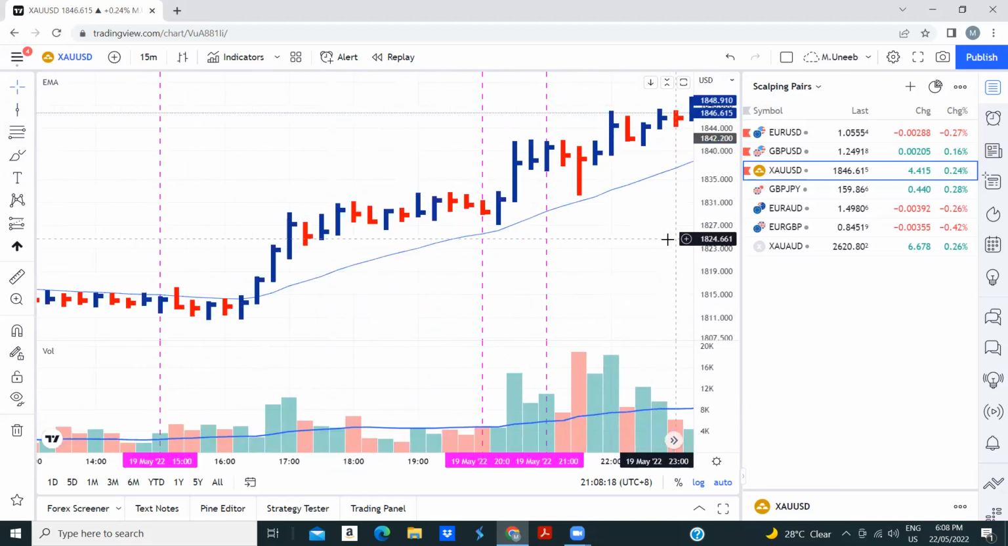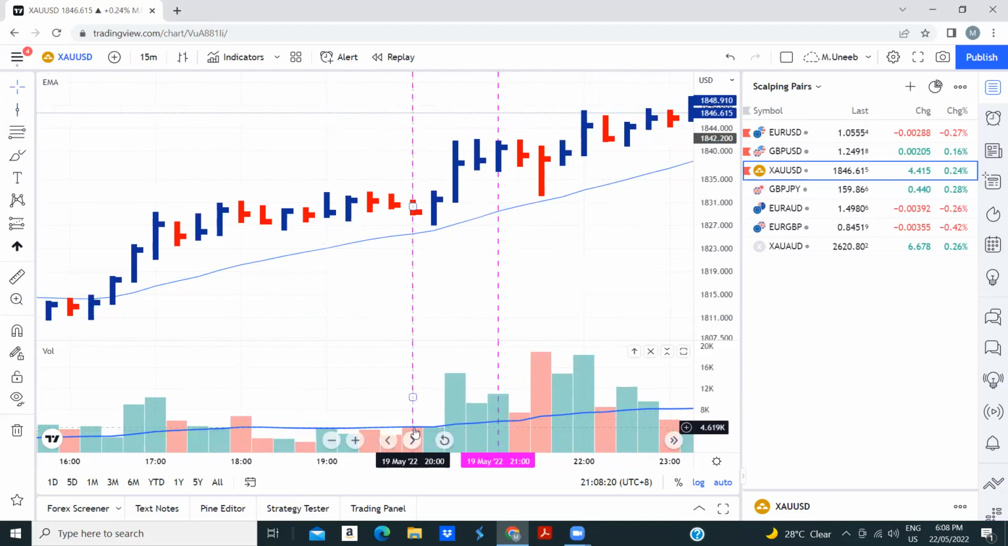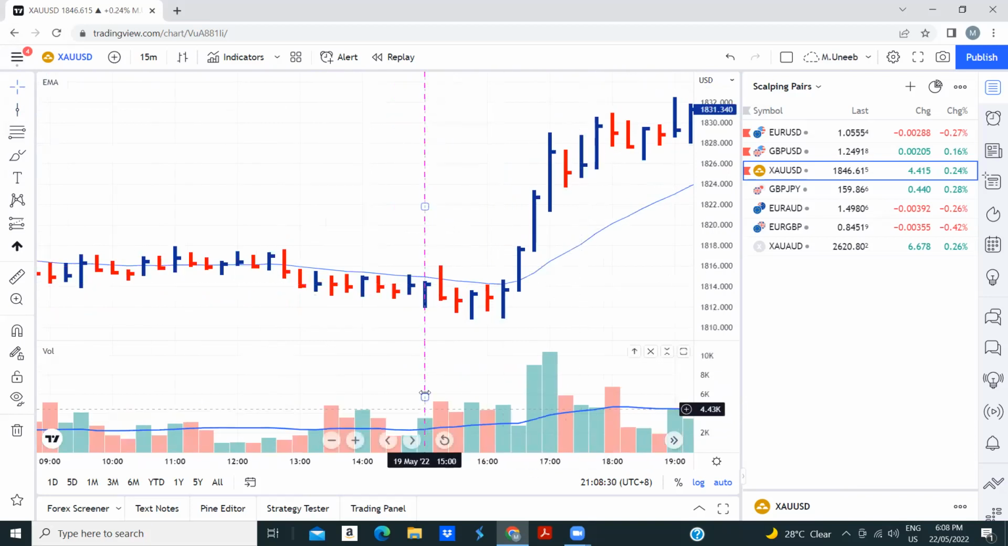Now, have you noticed every time there is a pre-New York Open, New York Open or post-New York Open, the volume increases. Can you see? Whenever there's a London Open, the volume increases. Why? Because the traders become active during this time.